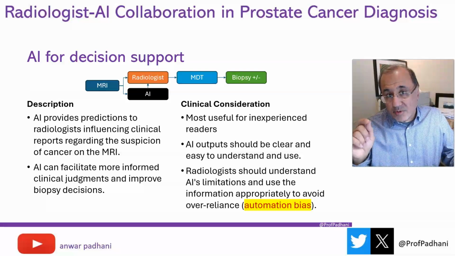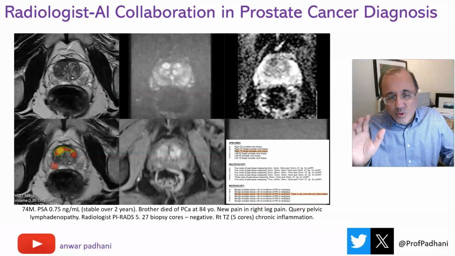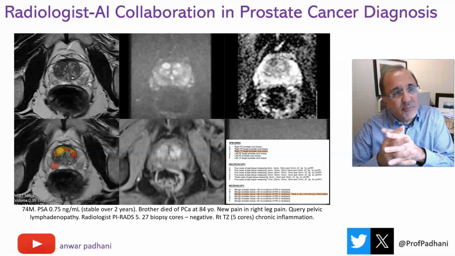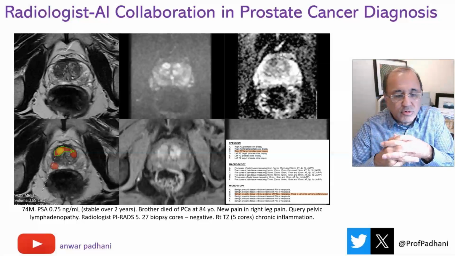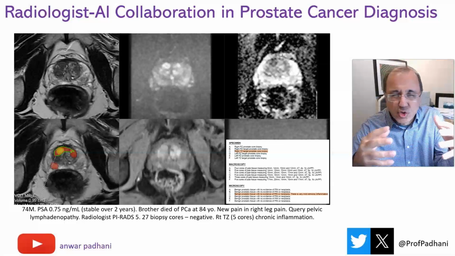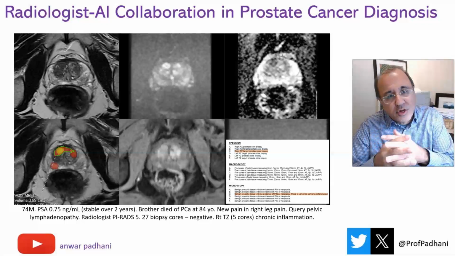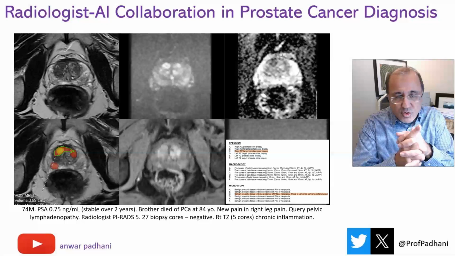But there is a problem here. And the problem is over-reliance of the radiologist on the AI. This is something called automation bias. And I just want to show you an example of automation bias. So here's a 74-year-old man. His brother had prostate cancer at an older age, so not a strong family history. And this should have been called negative, but it wasn't called negative, it was called positive because of the AI.